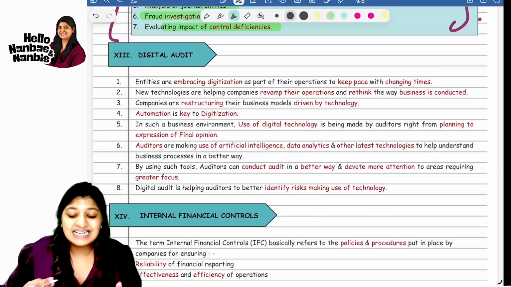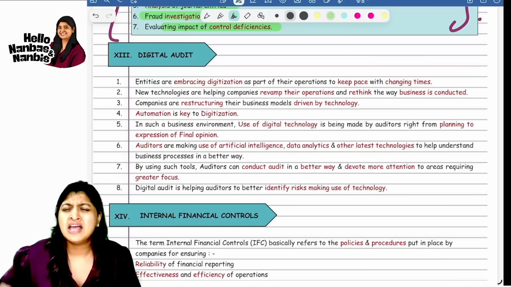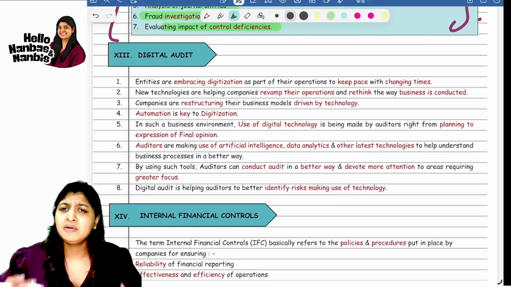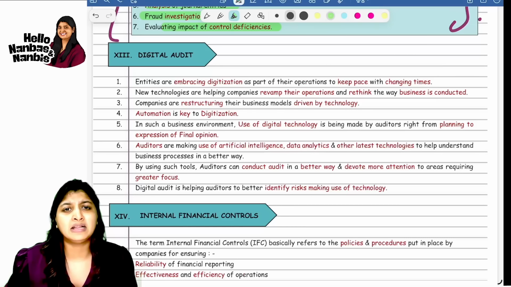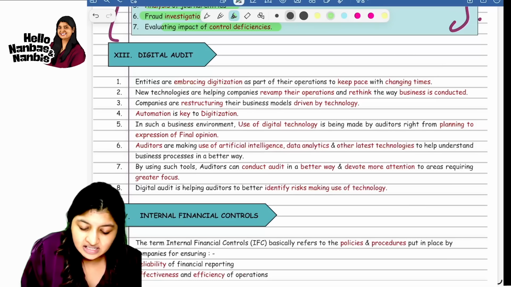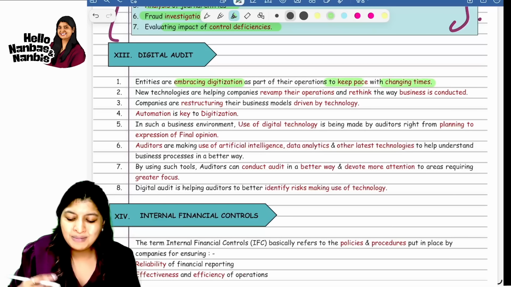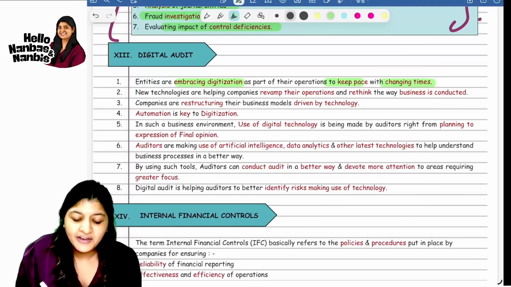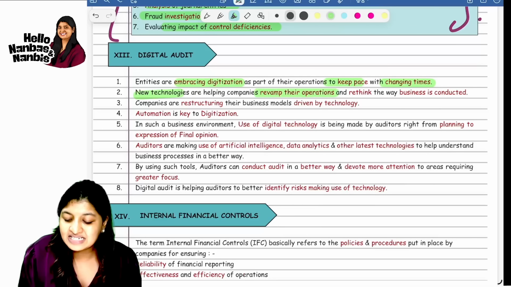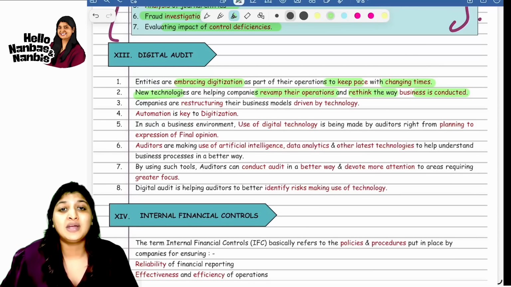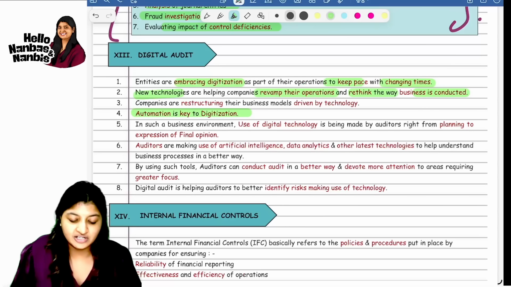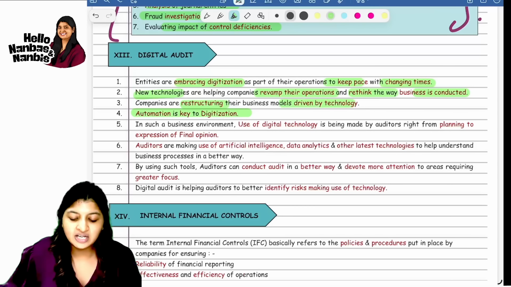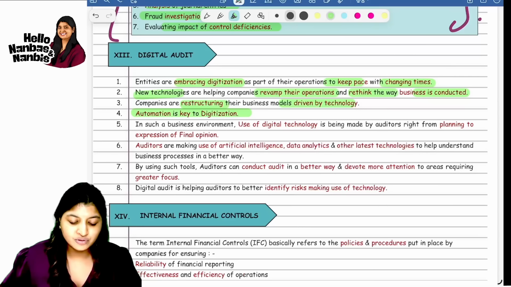Entities are embracing digitization. Of course, in previous days when all the invoices were in paper format, we used to do paper audit. Right now everything is on the computer, so audit also has to happen on the computer. Embracing the digitization as part of the operations to keep pace with whatever times are changing. New technologies are helping companies revamp their operations and rethink the way the business has been conducted. Automation is the key to digitization, so companies are restructuring their business by use of technology.